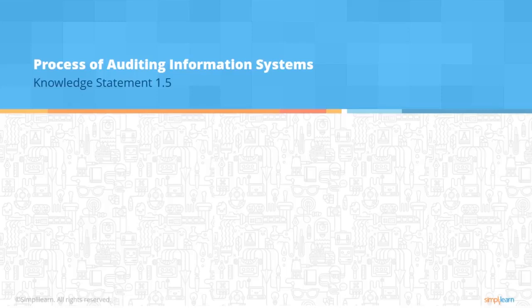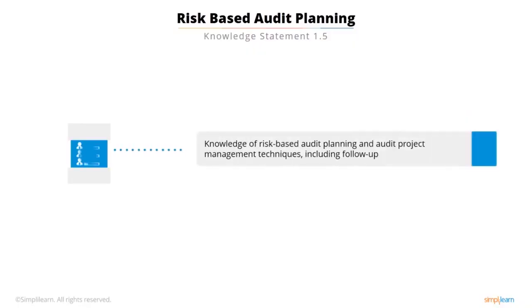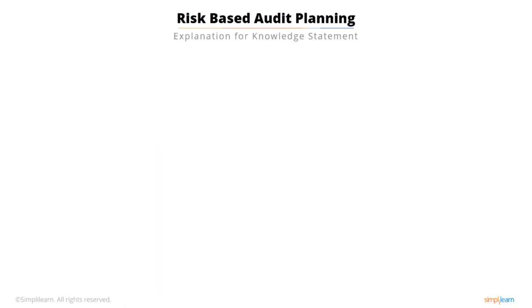CISA Knowledge Statement 1.5. Knowledge of risk-based audit planning and audit project management techniques, including follow-up. What this means is we're going to look at an approach to audit that's based on the enterprise's risks.